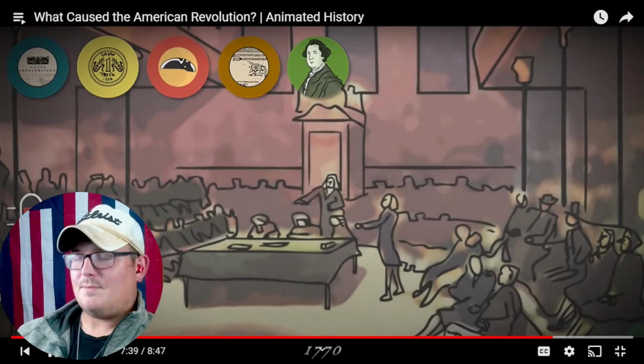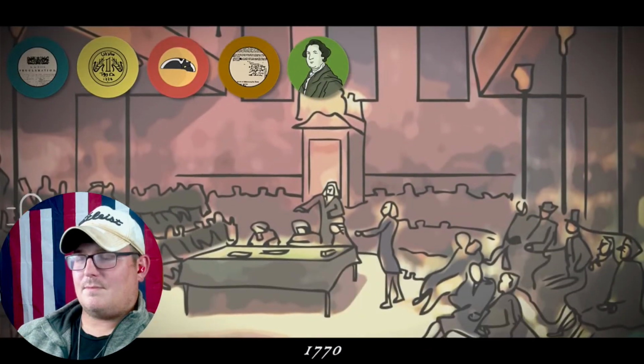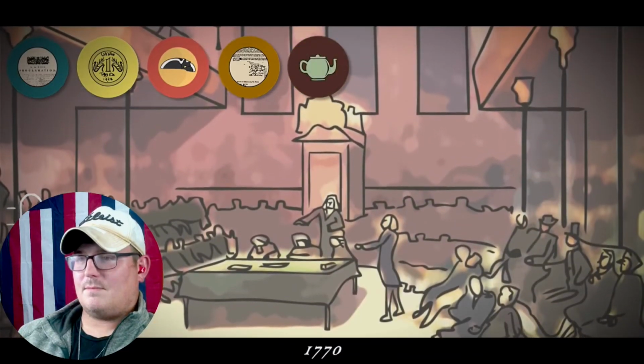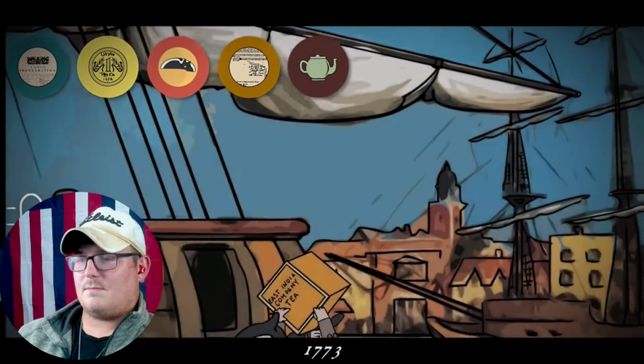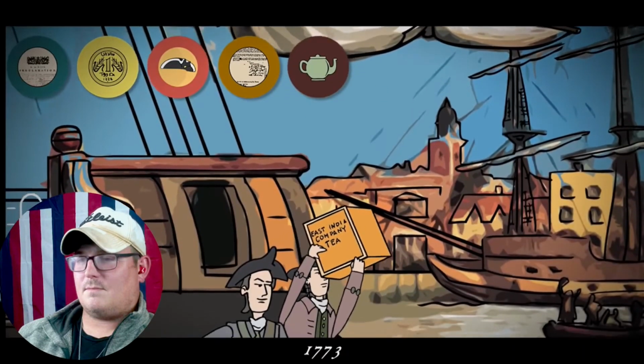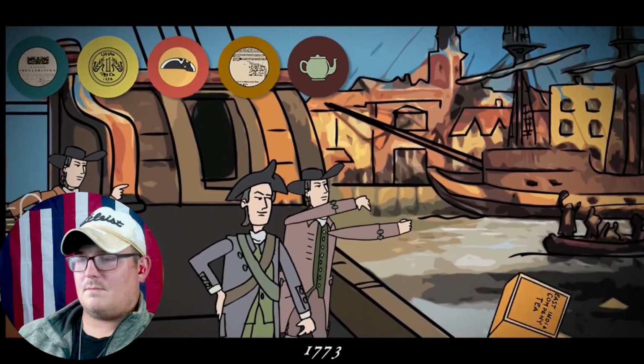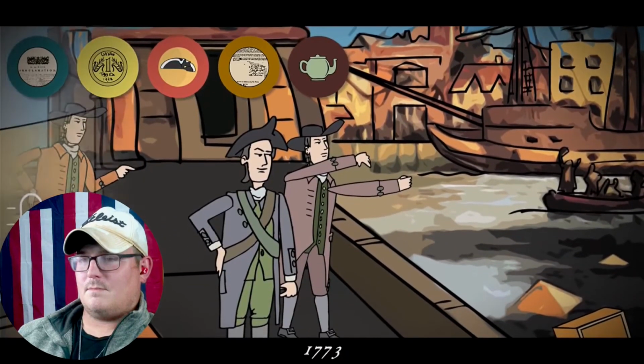Parliament was then forced to repeal the majority of the Townshend Acts, but the tax on tea remained, so the colonists did what they did best. This time they boarded an East Indian merchant ship packed with tea and poured 92,000 pounds of it into the harbor. This came to be known as the Boston Tea Party.